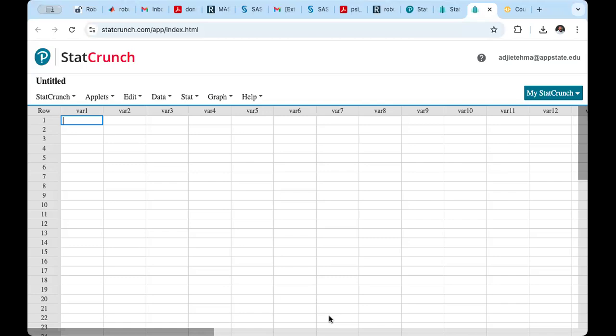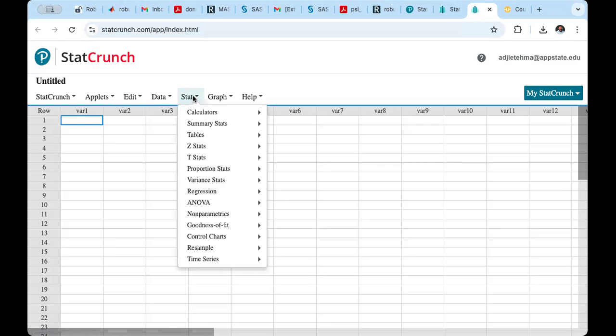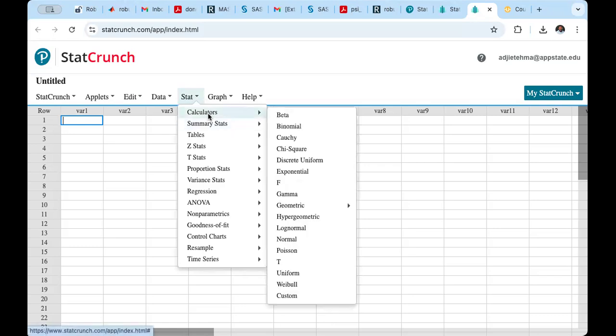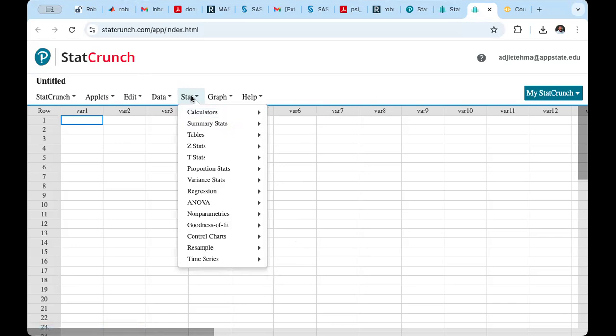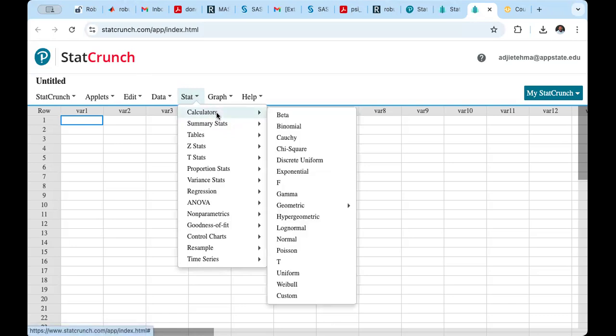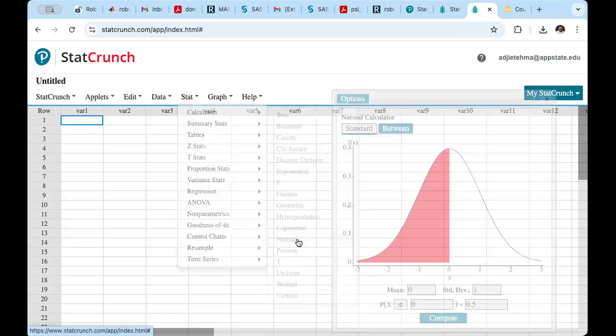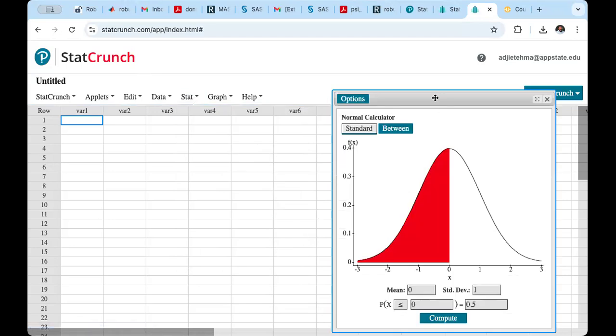So you see, we have StatCrunch here. And then let's go to Stats, and then let's get to Calculators, and then let's scroll down to Normal. I repeat again, we go to Stats, Calculators, and let's scroll to Normal. Let's hit on this one here.